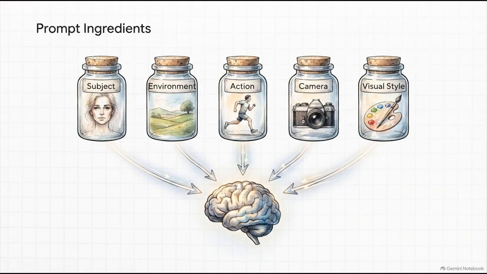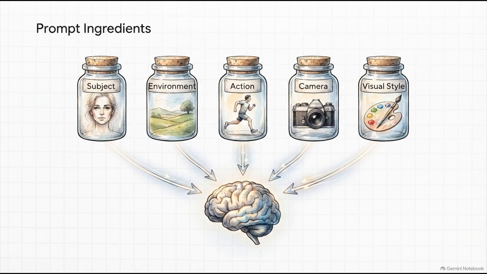Which brings us perfectly to Section 3, Mastering Video Prompts. To get the absolute best results out of the AI, you need a rock-solid video prompt, and that really relies on 5 essential ingredients. First up, the subject. Who or what is the main focus? Second, the environment. Where is all this happening?